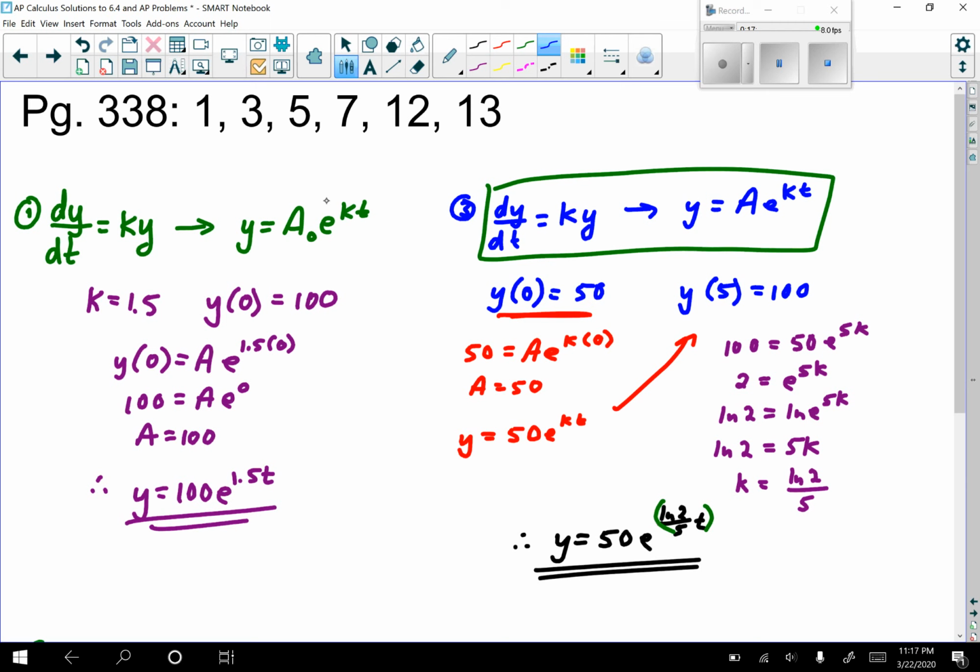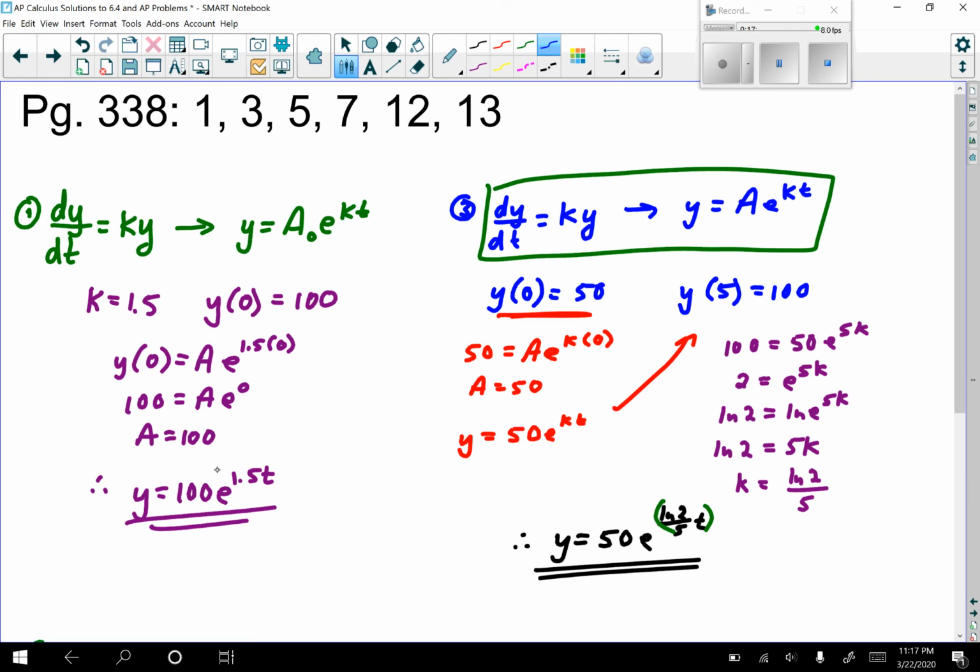So number 1, it tells us k is 1.5, and then that our initial condition y of 0 is equal to 100. Well, our initial condition is always going to lead us to that value of a, and I'm just showing that work here. So if we did say y of 0 is equal to a times e to the 1.5 times 0, we would get a is equal to 100. So we could just go straight to this answer that y is equal to 100 e to that 1.5 times t, because k is 1.5.